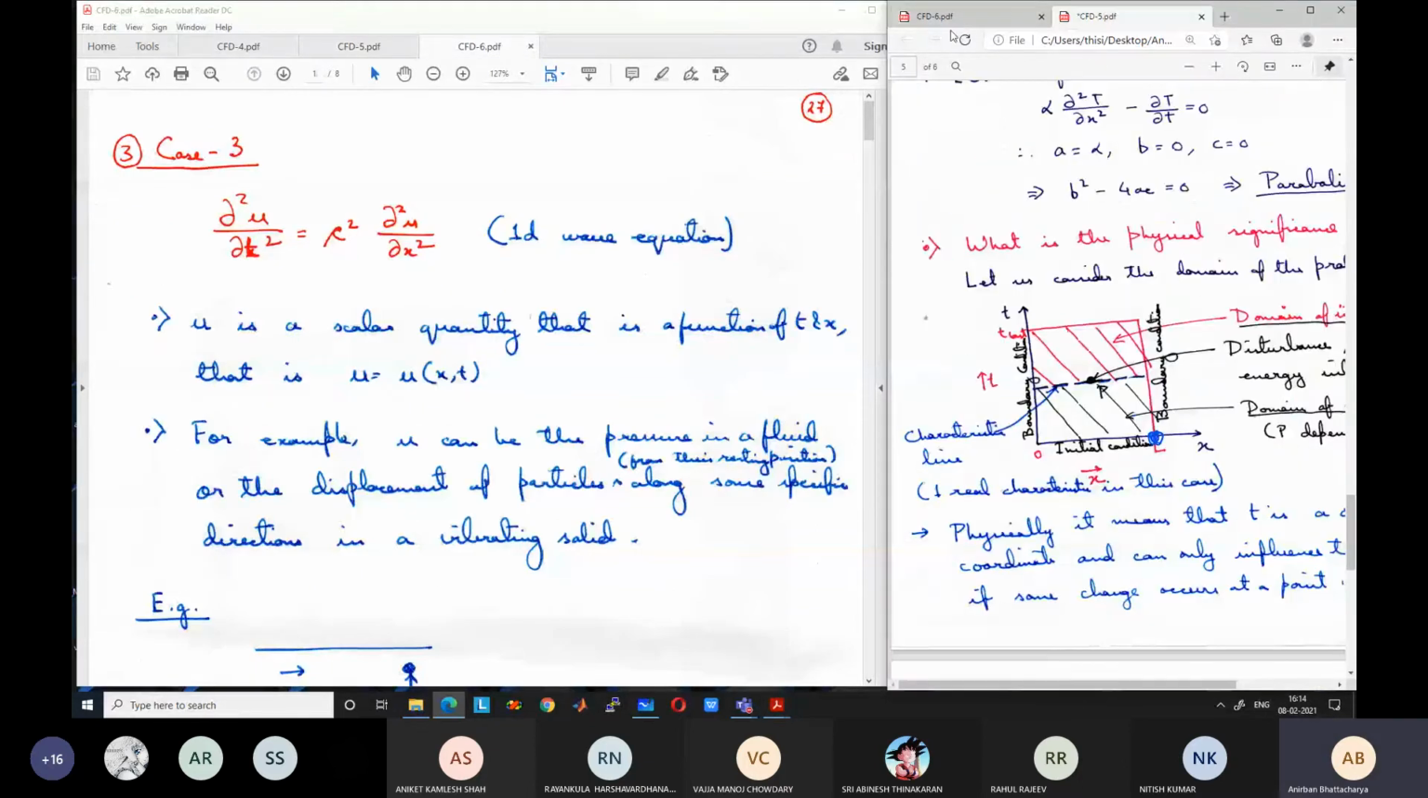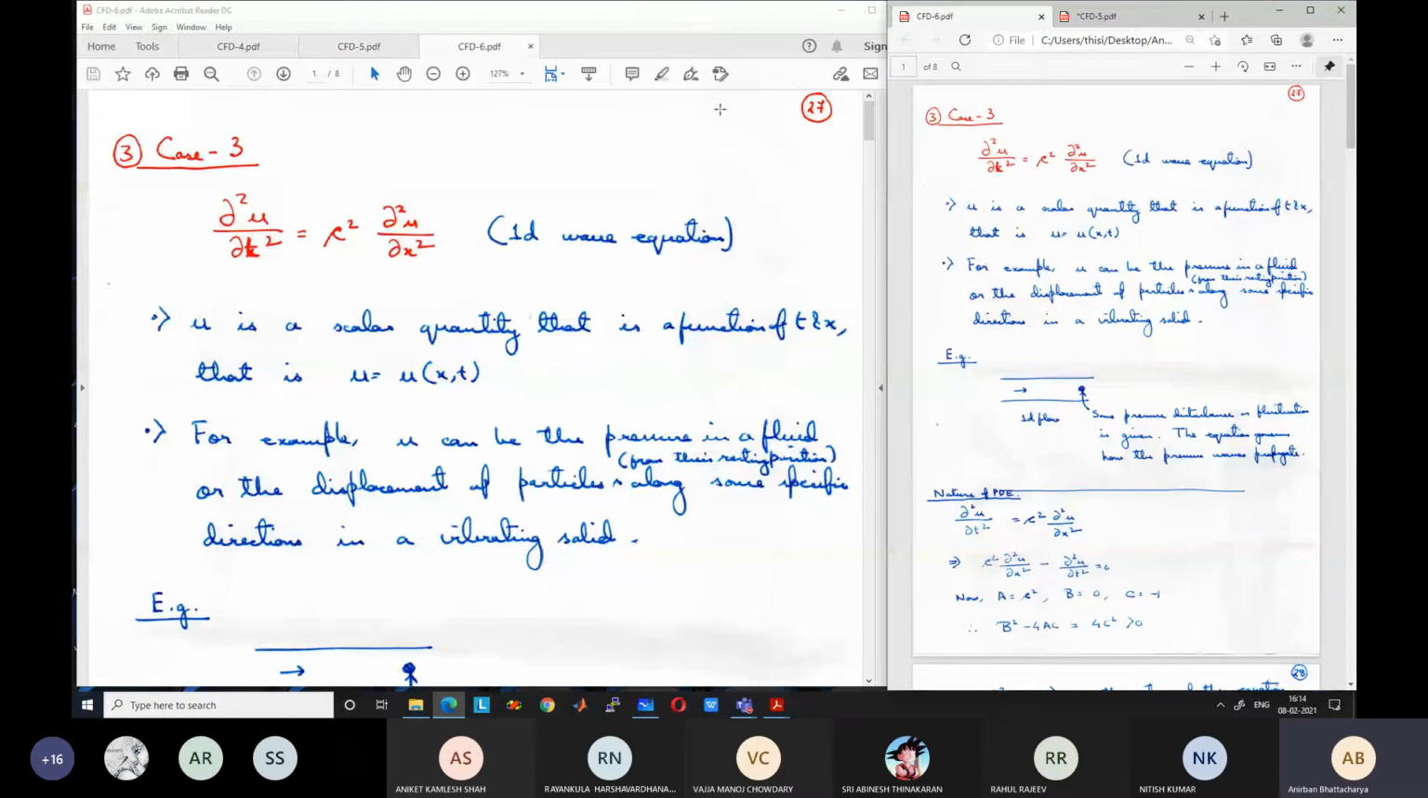So we will go to the third type of problem, which is known as the hyperbolic equation. The third type of PDE. There are three types. We have seen one example of elliptic, one example of parabolic. Now we will see one example of hyperbolic PDE.